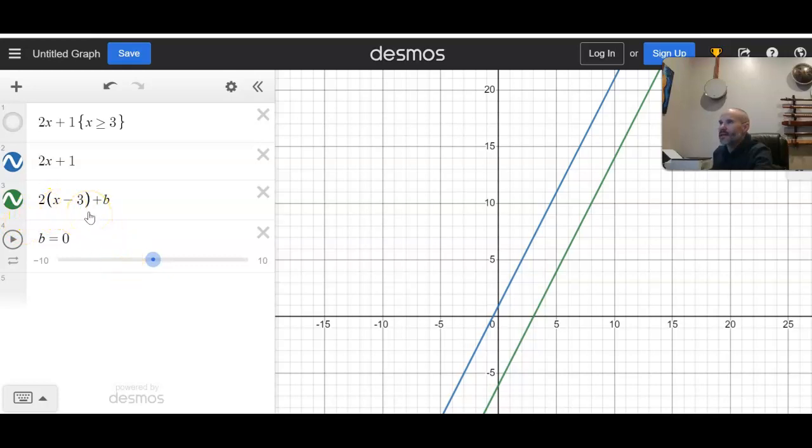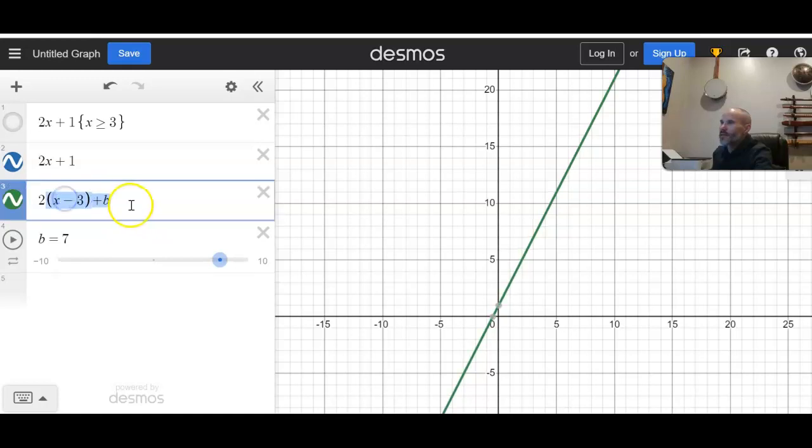I think it does 2x minus 6. Yeah, it ends up being shifted a little bit more than what we had. So as we change the value of b, you notice that when b becomes 3, we get closer. When b becomes 5, it gets closer. When b becomes 7, they are exactly the same line. So this function, 2 times quantity x minus 3 plus b, is equal to 2x plus 1 whenever b is equal to 7.